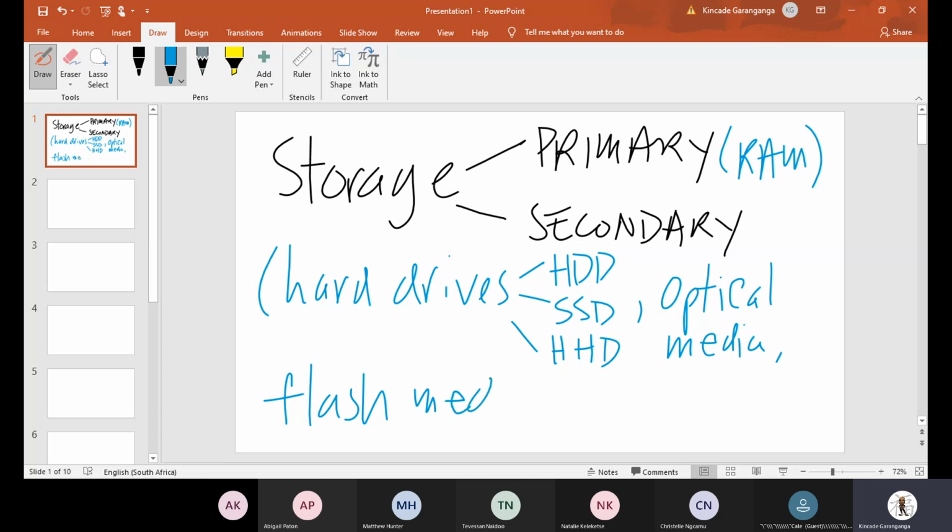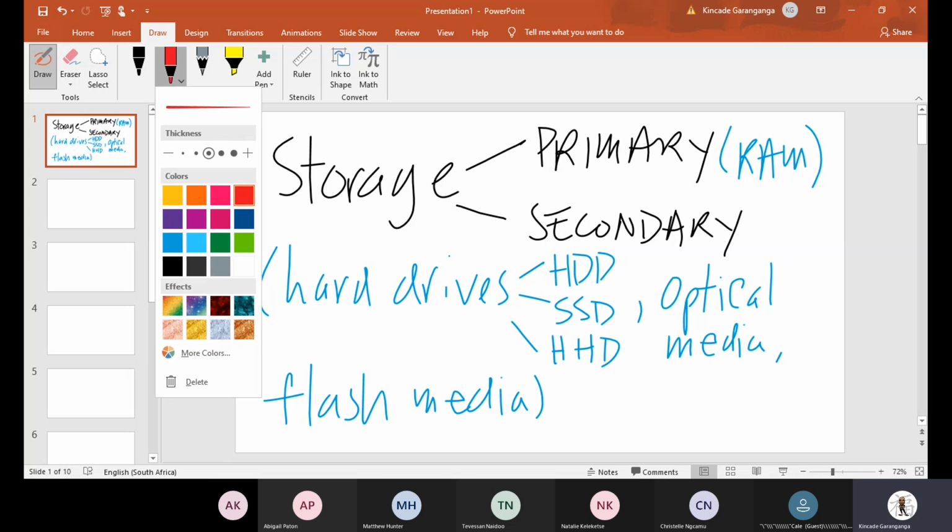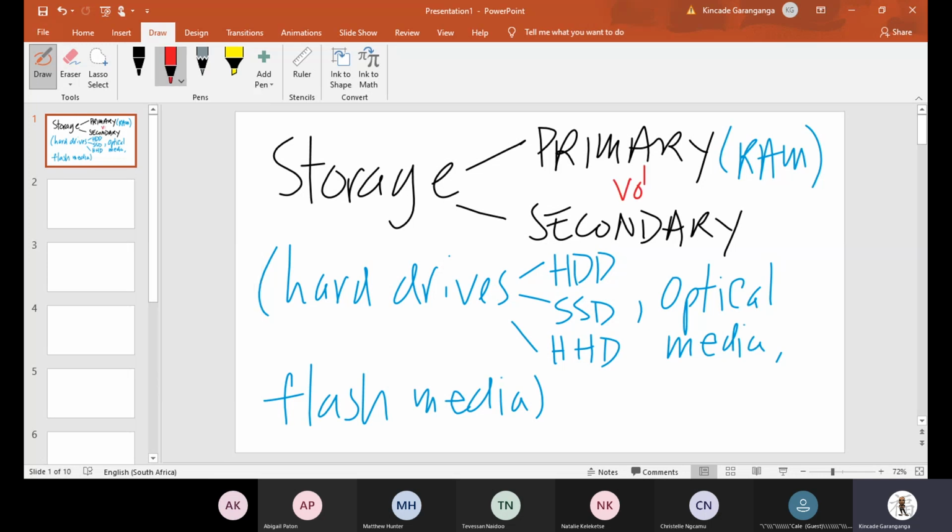Right. So flash media. Hopefully that's a bit more legible. Okay, so there you have it. That's what secondary storage is all about. The main concept is that as far as primary storage is concerned, it is volatile. Your secondary storage, on the other hand, is non-volatile. That just means that whatever is stored is still accessible if the power is removed. That's the whole concept of storage in a nutshell.